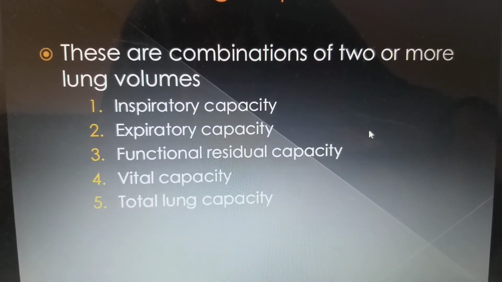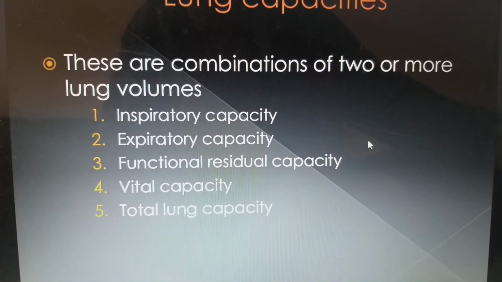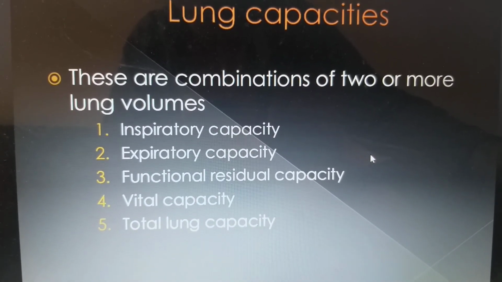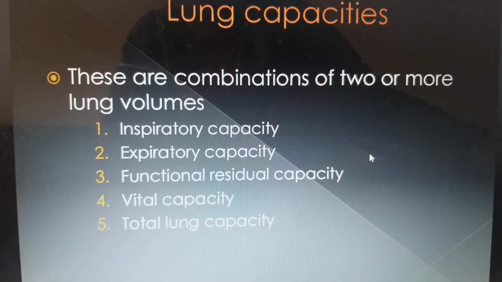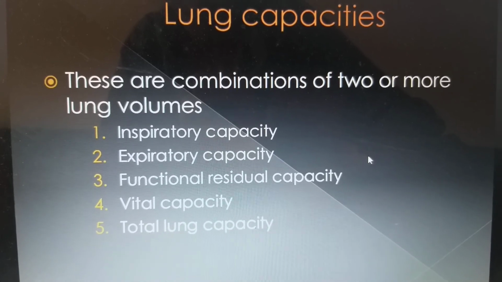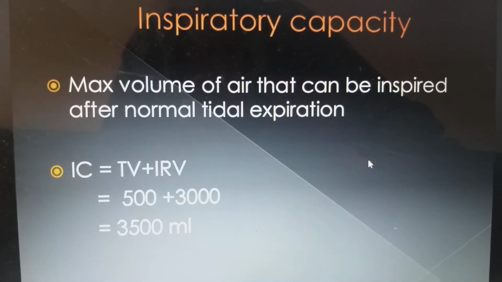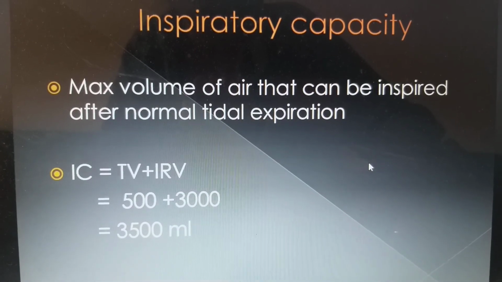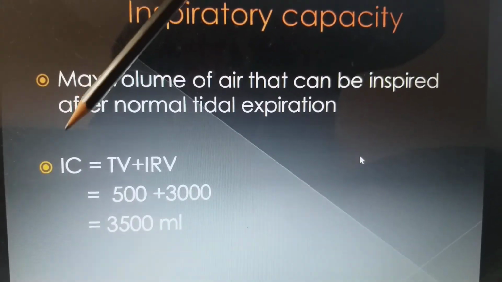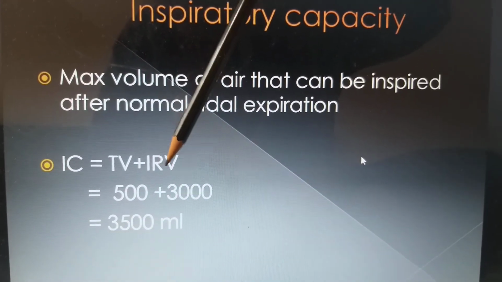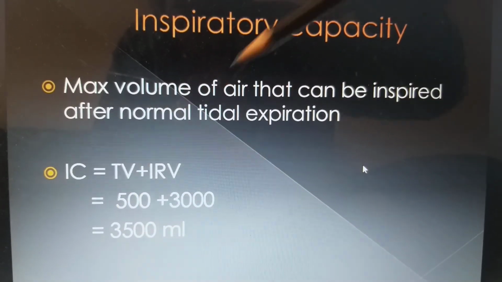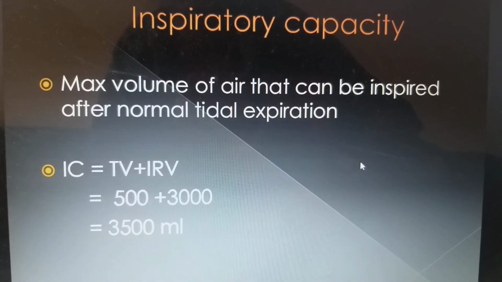And next, lung capacity. The combination of two or more lung volumes we call lung capacities. Inspiratory capacity, expiratory capacity, functional residual capacity, vital capacity, and total lung capacity. This is also very easy. Let's see. Inspiratory capacity. The maximum volume of air that can be inspired after normal tidal expiration we call inspiratory capacity. Inspiratory capacity is equal to tidal volume plus inspiratory reserve volume. 500 plus 3000 gives 3500 ml.